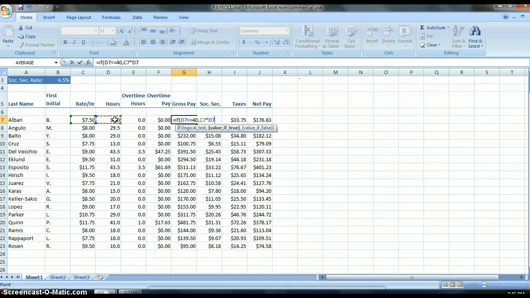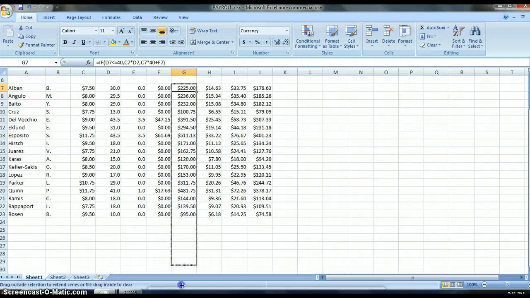However, if we have more than 40 hours, we have to take our C7 times 40 plus F7, because that was our overtime pay. Go ahead and close parentheses, hit enter, then fill it down.